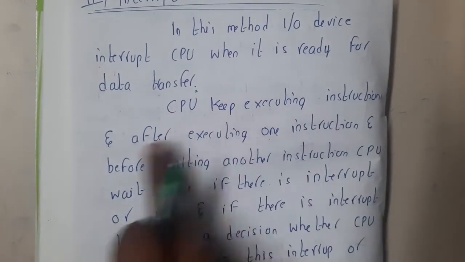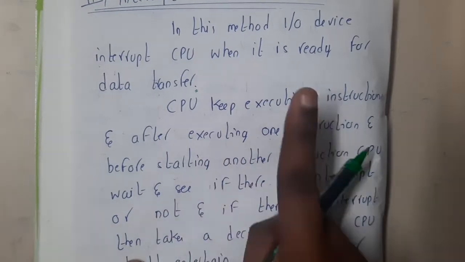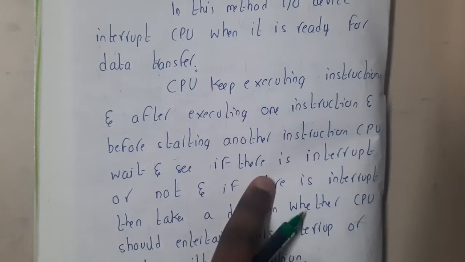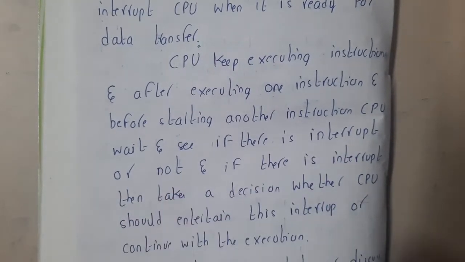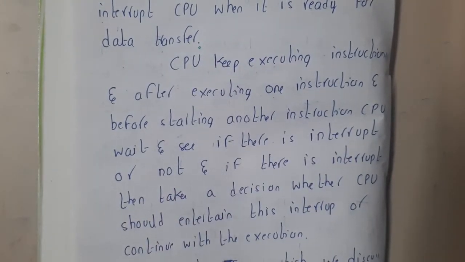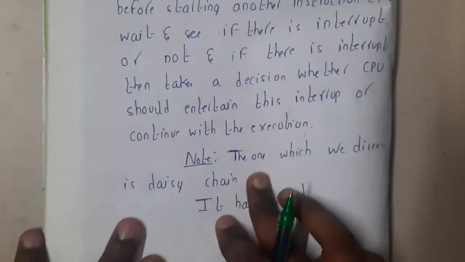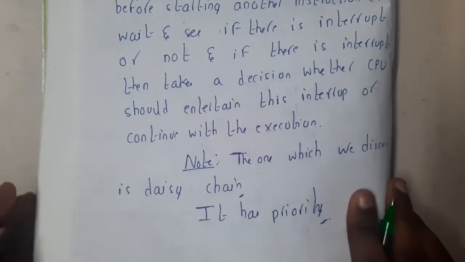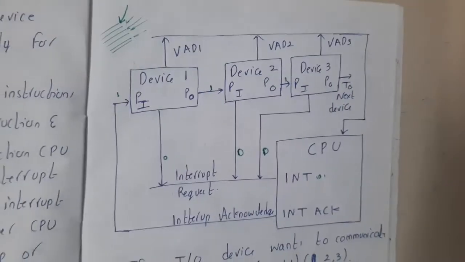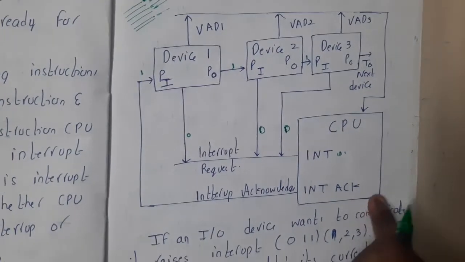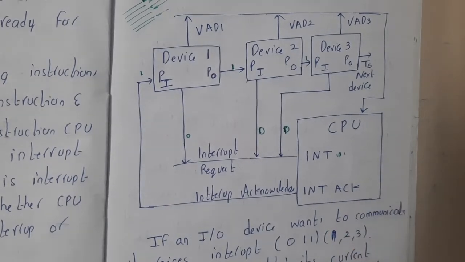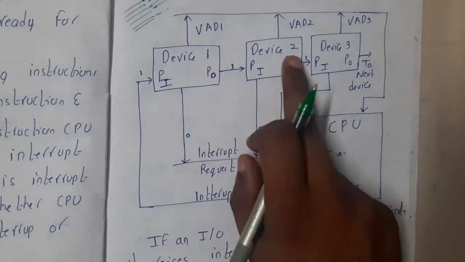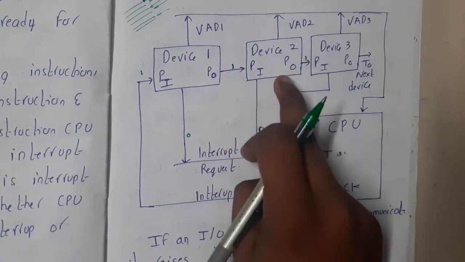The CPU keeps executing instructions. After executing one instruction and before starting another, the CPU checks whether its interrupt is active or not. If it is active, it will give a chance. If it is not active, it will not give any chance. The one we are discussing is called daisy chaining. The other name for this diagram is the daisy chaining method, guys, and it is based on priority. So device 1 has the highest priority, then device 2, then device 3.